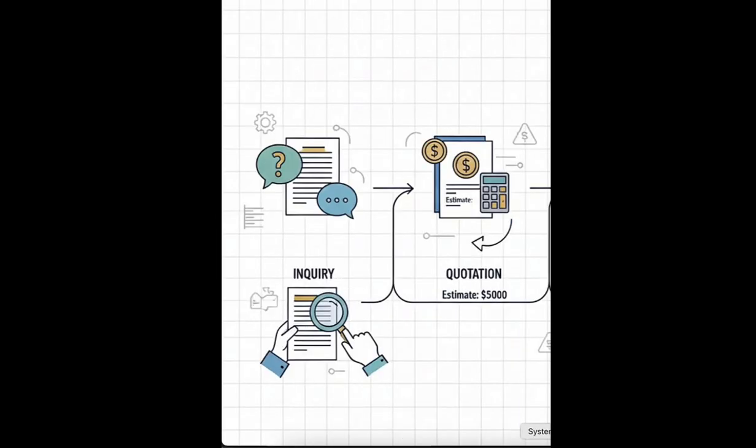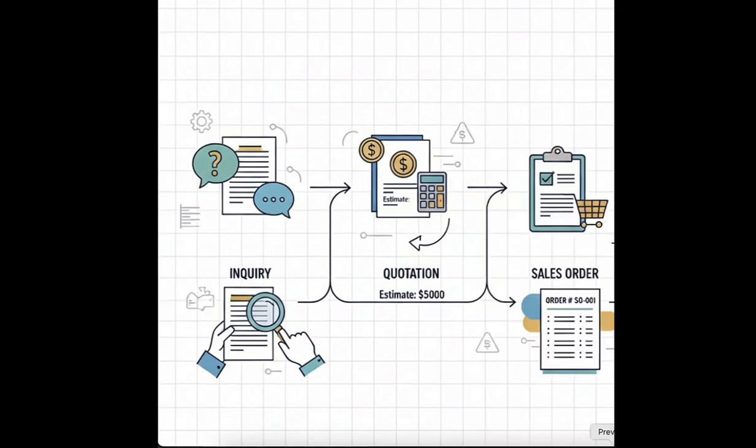Next, we create a quotation which includes the price and terms. If a customer accepts the quotation, we can then create the sales order. The sales order is the main document that confirms the product quantity and pricing.